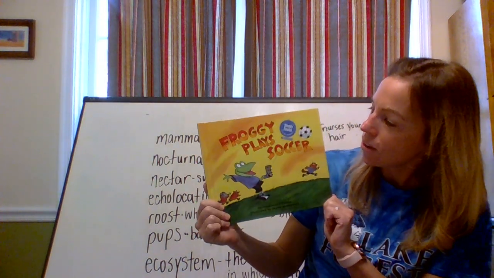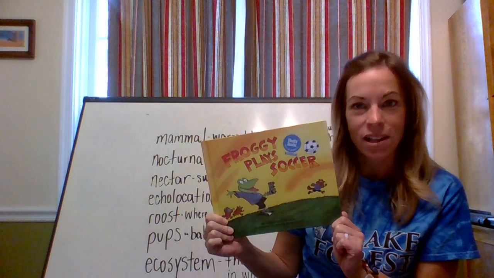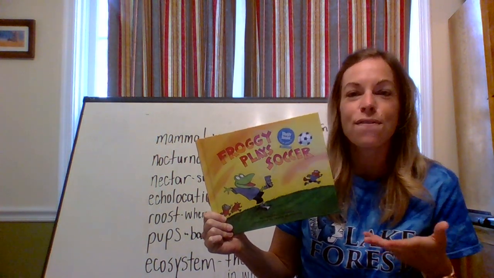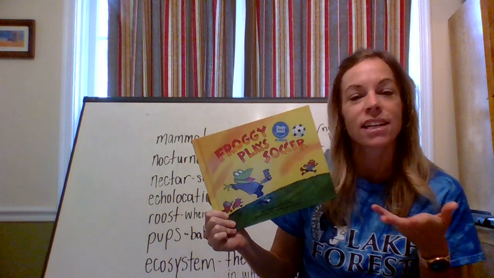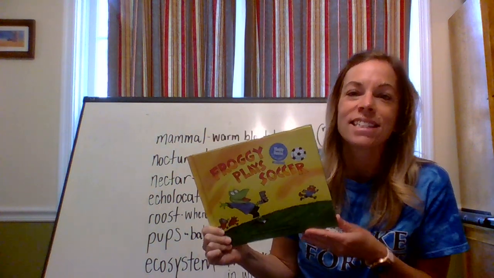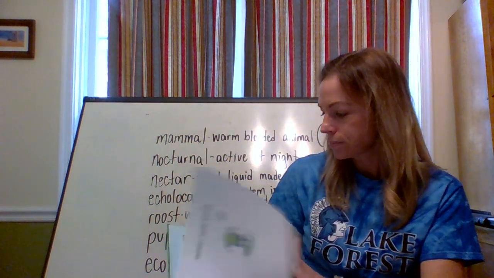So this frog is acting like a person. He is kicking a soccer ball. That makes this text literary or fake. It's a fake made up story because the characters, the people or animals in the story, are acting like people. There's another example of that.